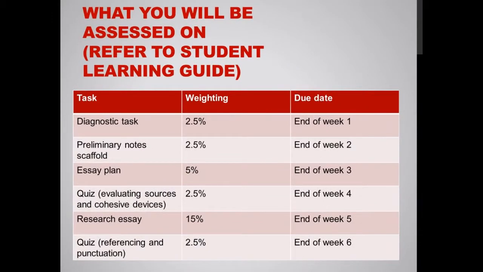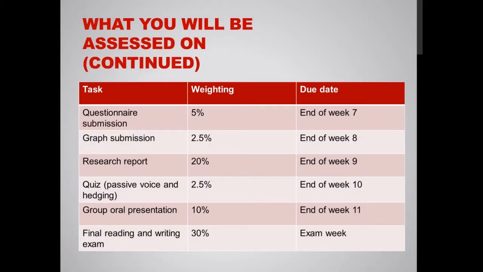Then, at the end of week 6, you'll have a short quiz on referencing and punctuation. Again, these are important academic skills which you will need to master in order to be successful at university. During week 7, you will need to submit a blank questionnaire based on the research you wish to undertake. At the end of week 8, you will submit between 3 to 6 graphs based on the data that you have collected from your questionnaire.